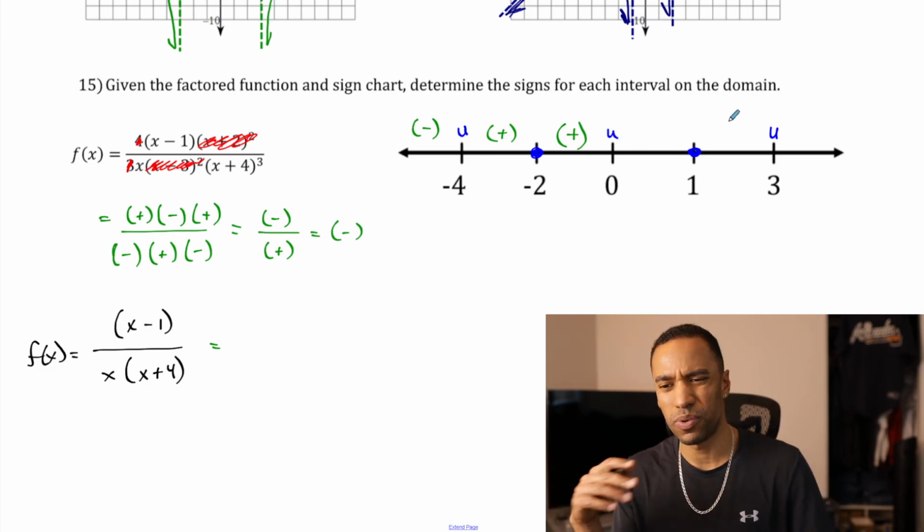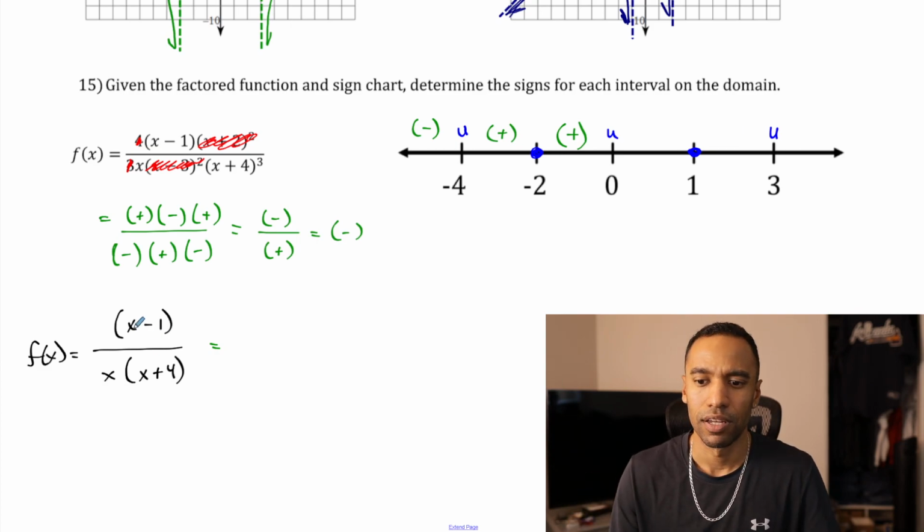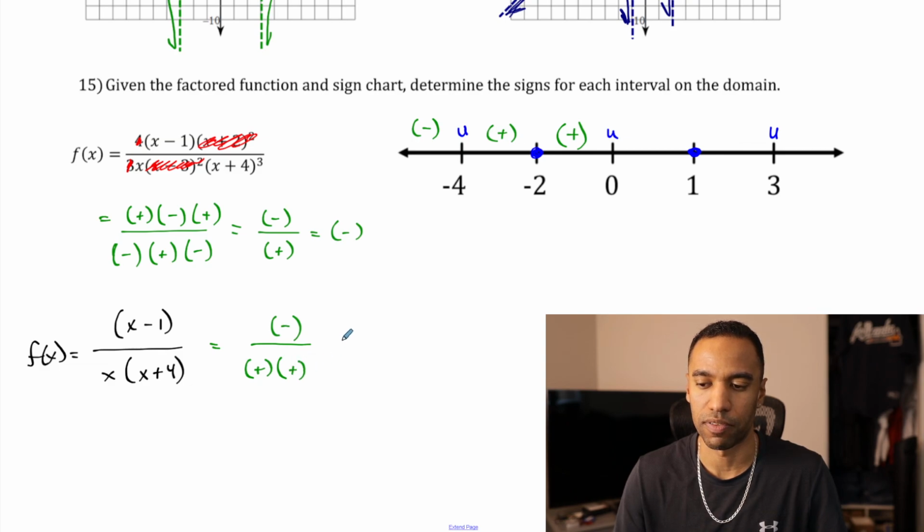Between 0 and 1, that's where you've got to choose something like 1/2. A half. Whatever. You can choose whatever you want, but that's a good in between. A half minus 1 is negative. Right? And then 1/2 is positive, of course, and 1/2 is positive there. So negative over positive is negative. So we get a negative in that interval.